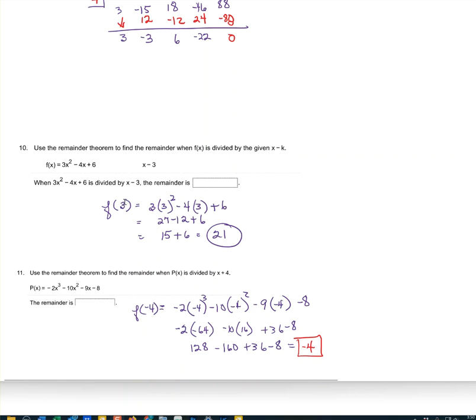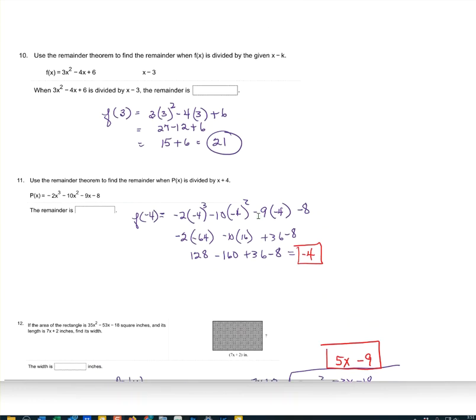Number 10. This one just wants the remainder, and it says use the remainder theorem. Remember, that says we're going to do f of k. Well, here our k would be 3. So f of 3, we plug that into our equation that's given, and we get the value of 21. So when you divide x minus 3 into this, this just tells you your remainder is 21.